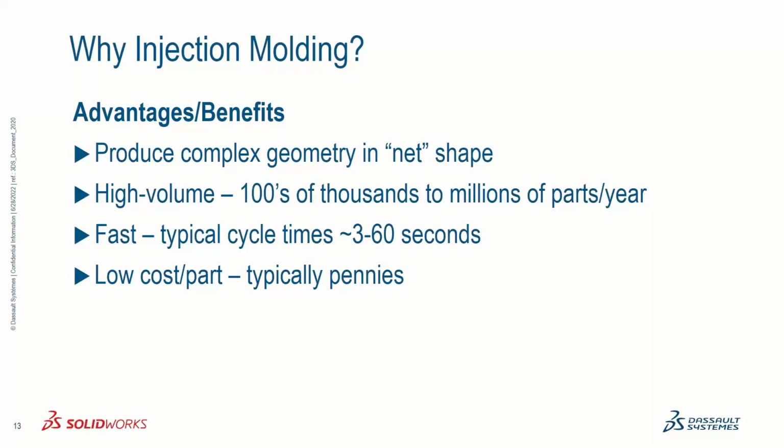Injection molding is also a process that's highly suitable for high volume manufacturing. You're typically talking about hundreds of thousands of parts to millions of parts per year, and all produced out of a single mold. Manufacturing cycle times tend to be very fast. Typically between 3 seconds on the shorter side to up to a minute for thick, chunky parts that are large parts. But generally in the 10 to 60 second cycle. And the manufactured parts themselves typically cost pennies or fractions of a dollar.